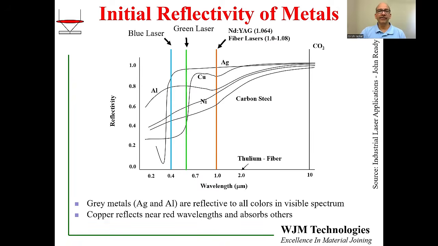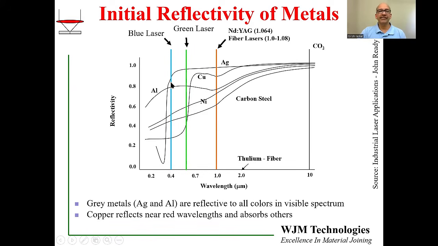How the energy is absorbed by various metals. On this chart, we see on the vertical axis we have reflectivity, on the horizontal axis we have wavelength. So we have the CO2 laser at 10 microns. 1 micron is YAG or fiber or disc lasers. There's a green laser at about 0.55 and a blue laser close to 0.4 micron.